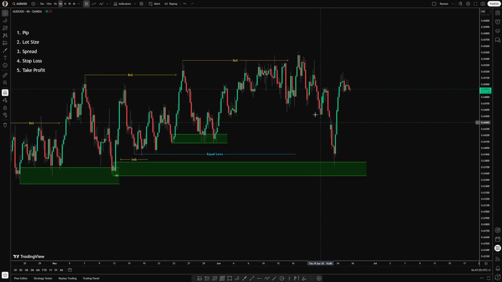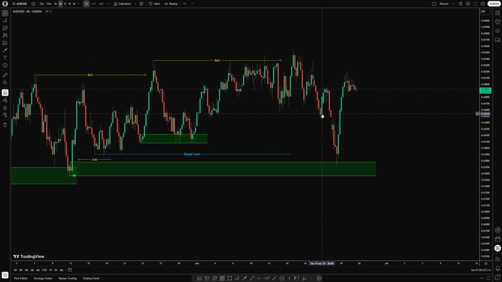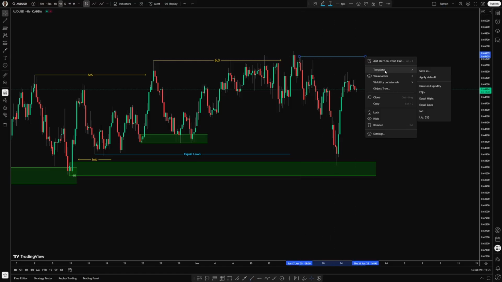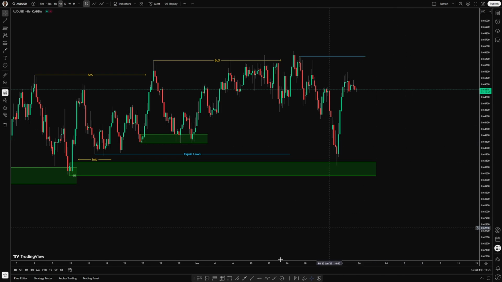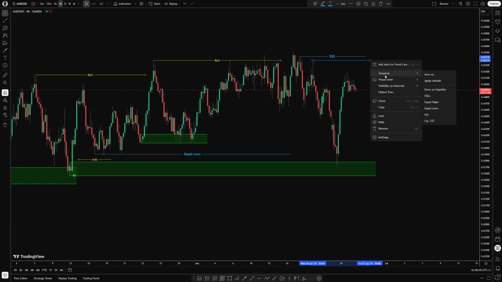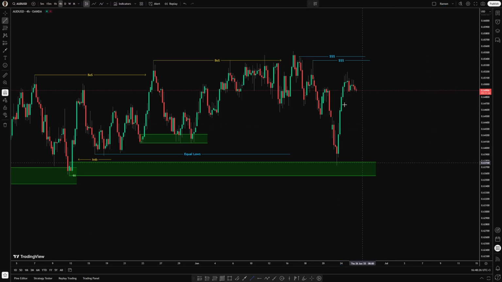Once it gets here, along the way, it is going to generate bumps. So those bumps are the liquidities that we are going to aim for. So the first bump was generated up here. So this is liquidity. The second bump was generated right here. This is another level of liquidity. The third bump was generated right here.